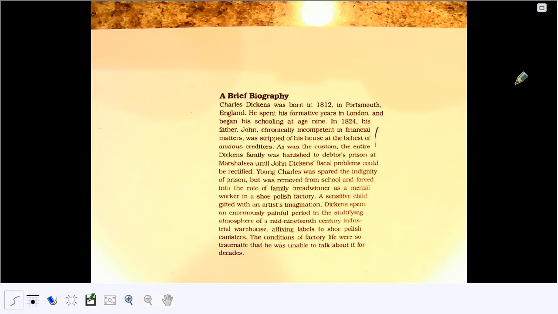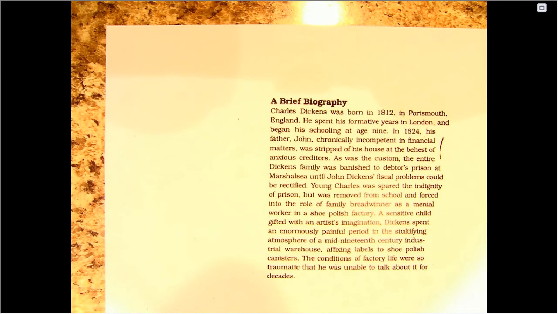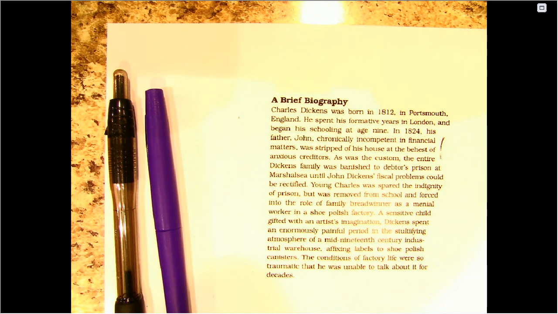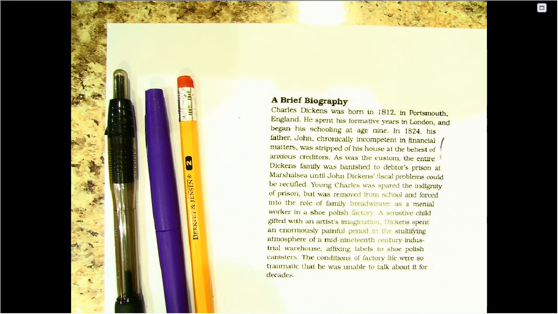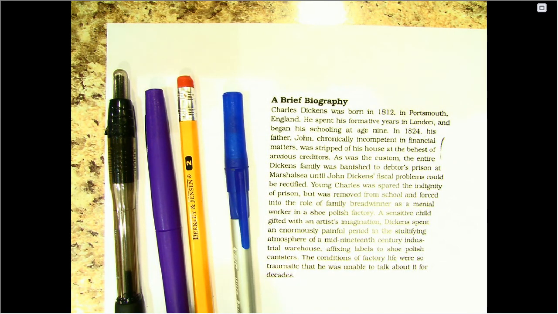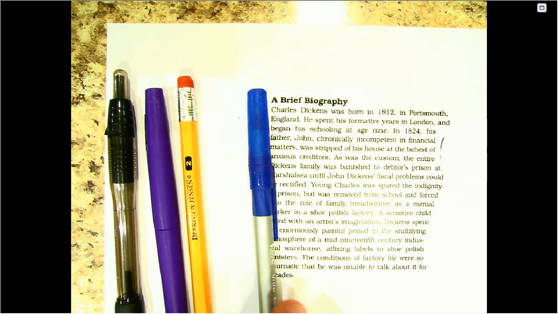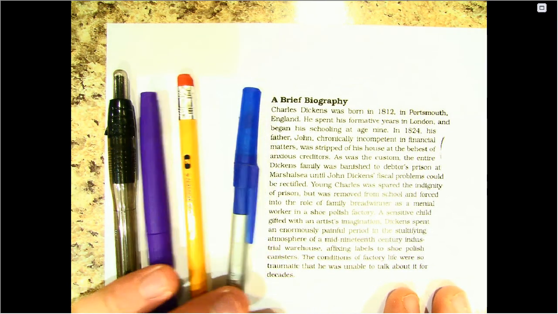So I want to give you a brief look at how that goes. In order to properly annotate, you're going to need 4 different colors or types of writing utensils. For mine, I've gone with a black ink pen, a purple pen, just a regular old pencil, and a blue ink pen. So blue, pencil, purple, and black.